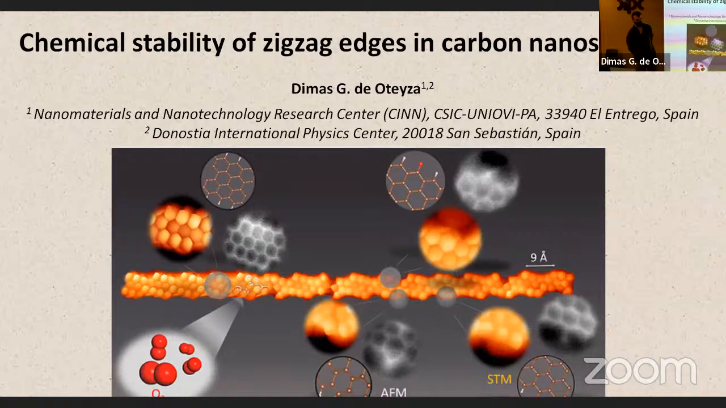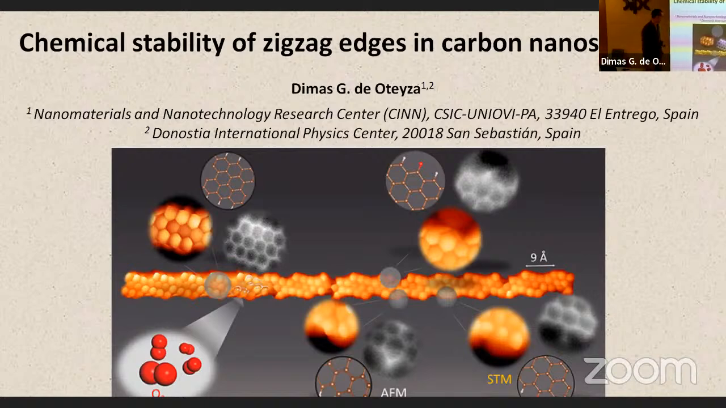Thank you very much for the kind and detailed introduction, Martina. Okay, so thanks again. Today I'll be telling you something about the chemical stability of zigzag edges in carbon nanostructures, like these graphene nanoribbons that I'm showing you here.